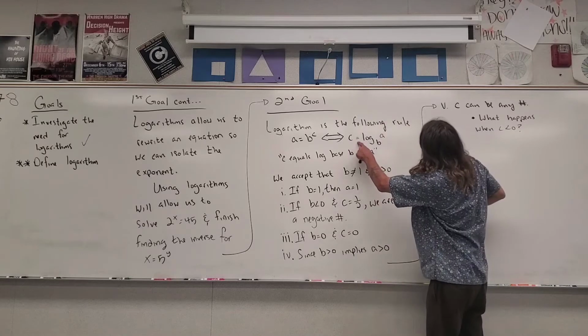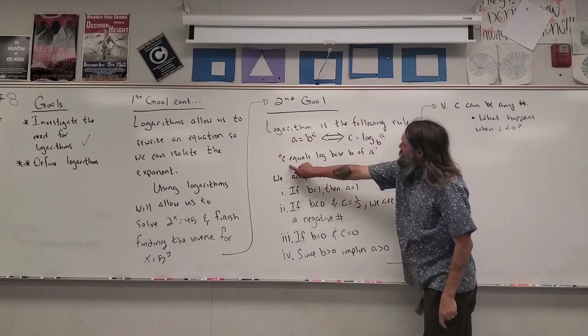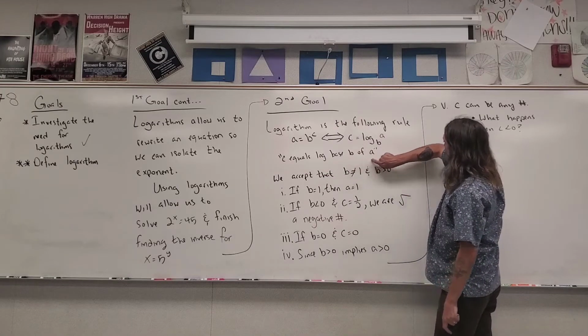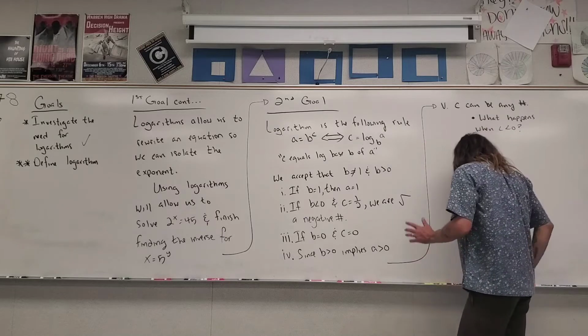C equals log base b of a. So C equals log base B of A. That's our base number, that's our "of" number. Base number and "of" number. Let's write that down.